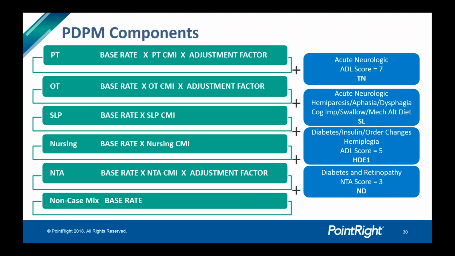And then last but not least, we have the non-therapy ancillaries, and those codes of diabetes with the retinopathy, diabetic retinopathy, plus checking off that checkbox for diabetes gives me an NTA score of 3. If I only checked off the checkbox, I would have an NTA score of 2. And if I only coded the diabetic retinopathy, I would get an NTA score of 1. So you do want to make sure you cover both of those bases here because those NTAs add up, they accumulate.